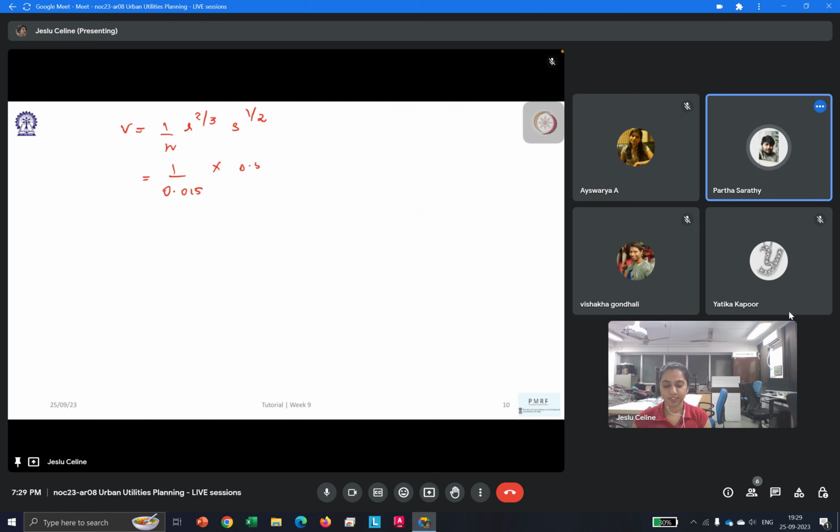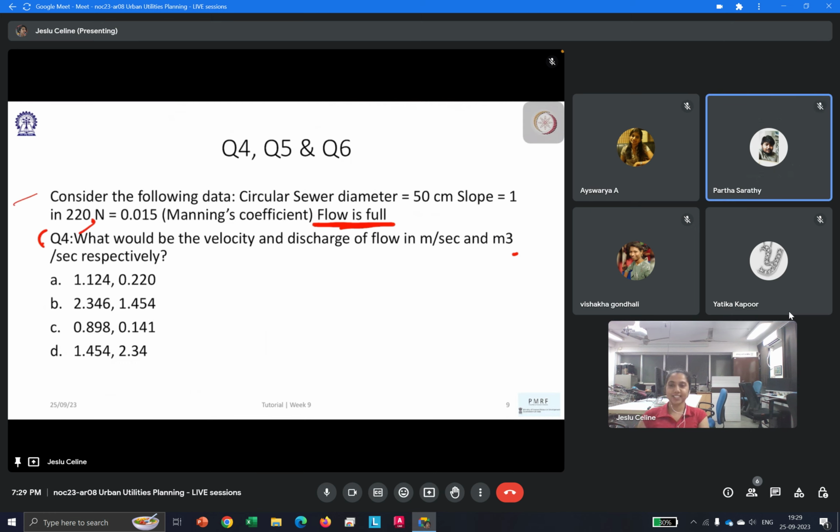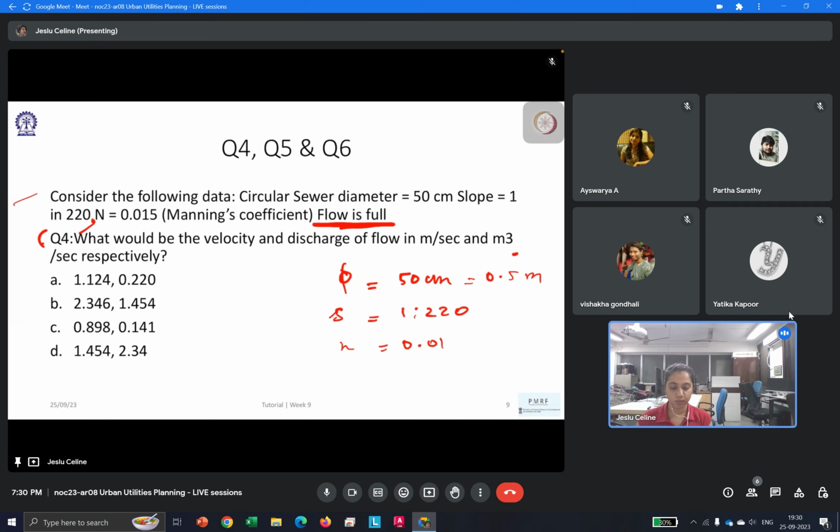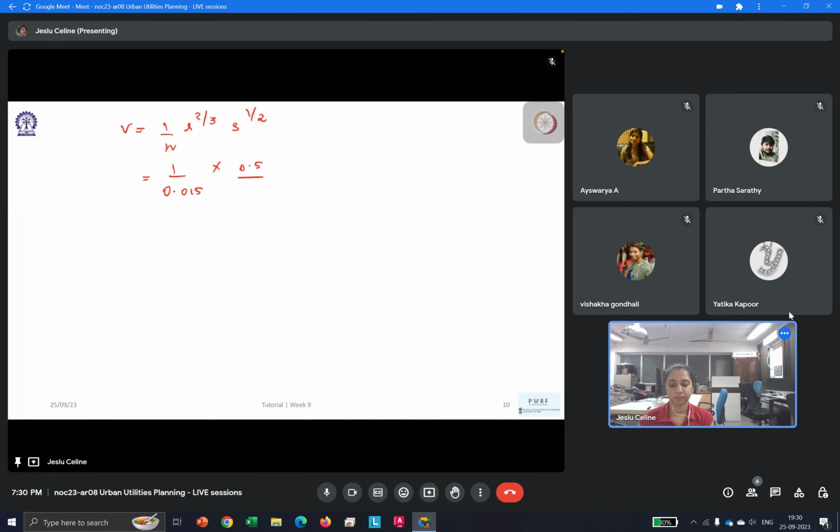For the data, we'll just write: diameter is 50 centimeters, which will be 0.5 meter. Slope, which is our S, is 1 is to 220. Then your Manning's coefficient is 0.015. And the flow is full. Data done. Okay?